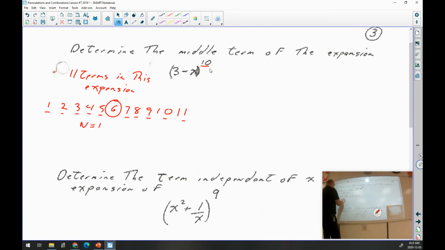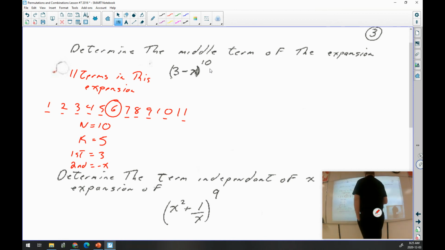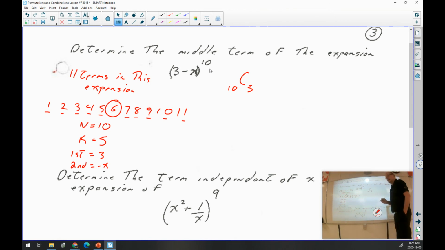So n is equal to 10, k is equal to 5. That's the other thing: your k value will be exactly half of your exponent. Our first term is 3, and our second term is negative x. So we'll plug it into our formula. We have 10 choose 5. That's always going to be the middle term of any row that has a middle term. Some don't. 3 to the power of 10 minus 5, negative x to the power of 5.